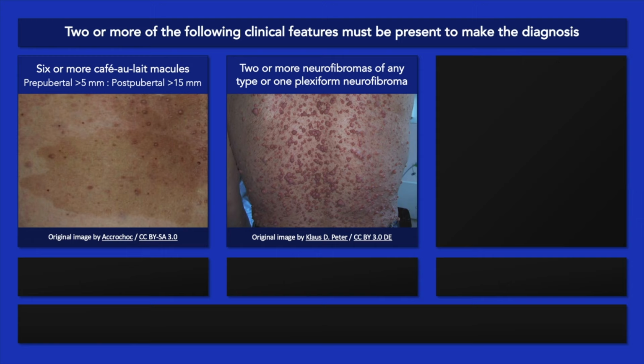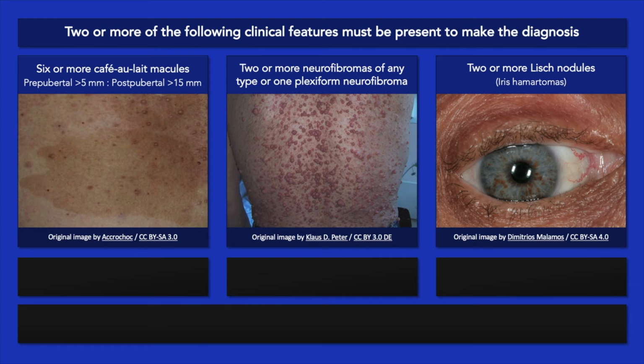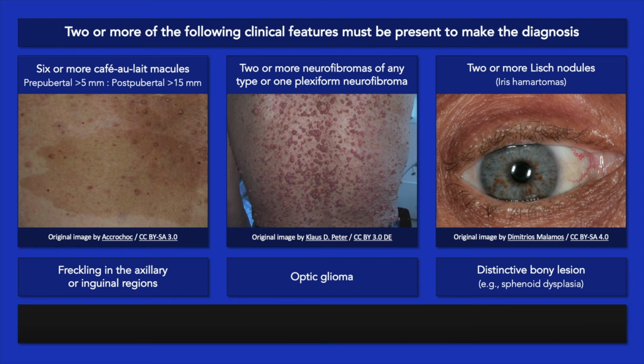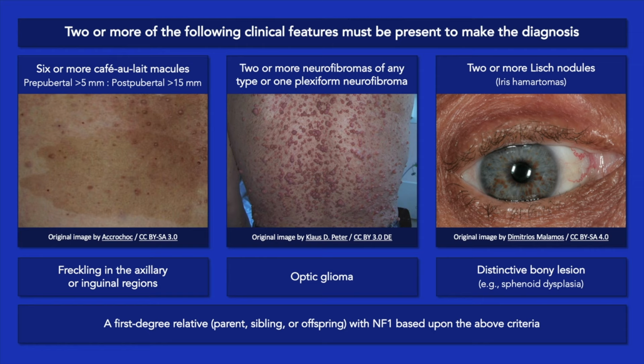Two or more Lisch nodules, which are iris hamartomas. Freckling in the axillary or inguinal regions. An optic glioma. A distinctive bony lesion, such as sphenoid dysplasia. And a first-degree relative, be it a parent, sibling, or offspring, with neurofibromatosis type 1 based on the above criteria.